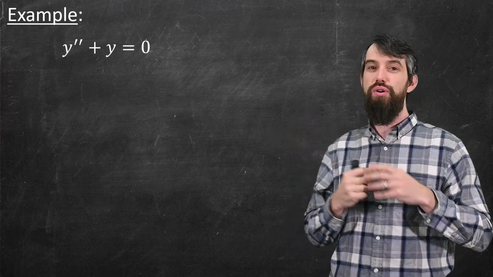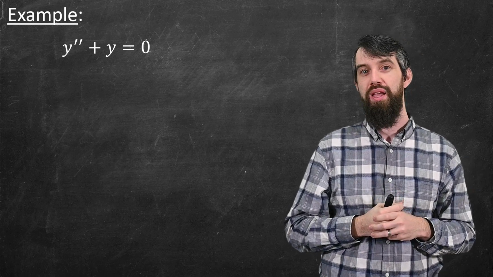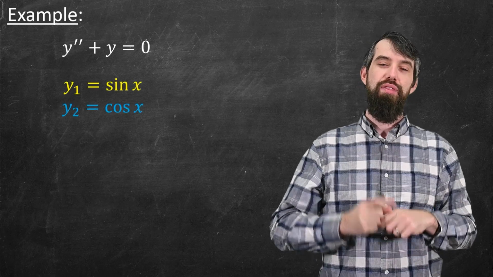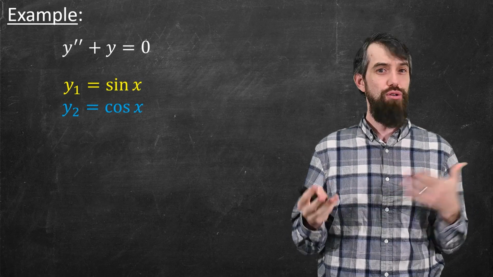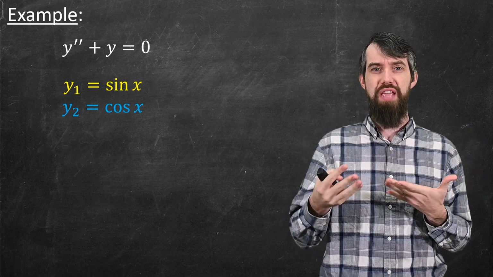This is a second order linear differential equation, a classic example, y double prime plus y is equal to 0. Now, I haven't told you how to solve this. I haven't given you any method yet, but I'm going to assert for you that 2 solutions are y1 is sine of x and y2 is cosine of x. 2 solutions that we previously argued were linearly independent. They're not just a multiple of the other.